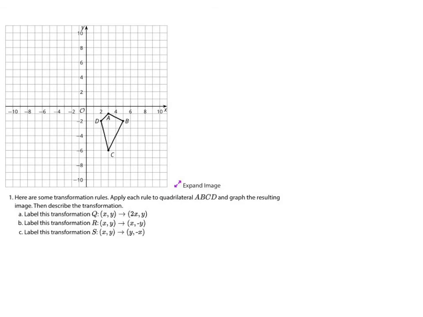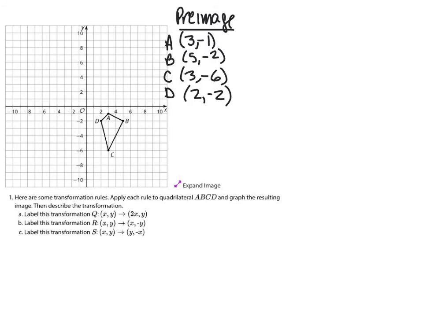So here we are. Here are some transformation rules. Apply each rule to the quadrilateral and graph the resulting image. Then describe the transformation. Okay, so we're starting out with that A, B, C, D. And we're going to go with (2x, y) for the first one. The second one will be (x, -y). And the last one, we're actually going to switch our x and y and make the x negative. That one's really interesting. Okay, so the first thing I'm going to do is make a table of A, B, C, D. So there's our pre-image A, B, C, and D.